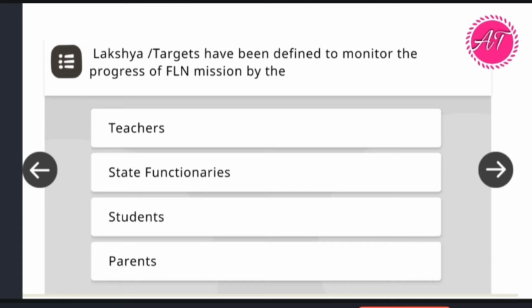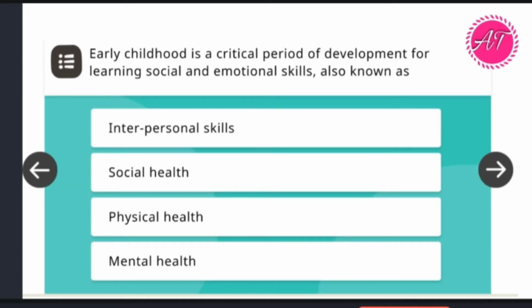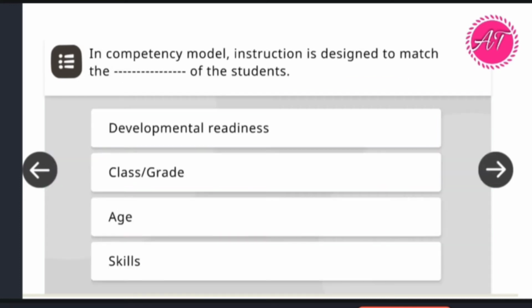Lakshya targets have been defined to monitor the progress of FLN mission by the. So the answer is state functionaries. Click on state functionaries. Next quiz. Early childhood is a critical period of development for learning social and emotional skills, also known as. So the answer we have here is mental health. You can click on mental health.